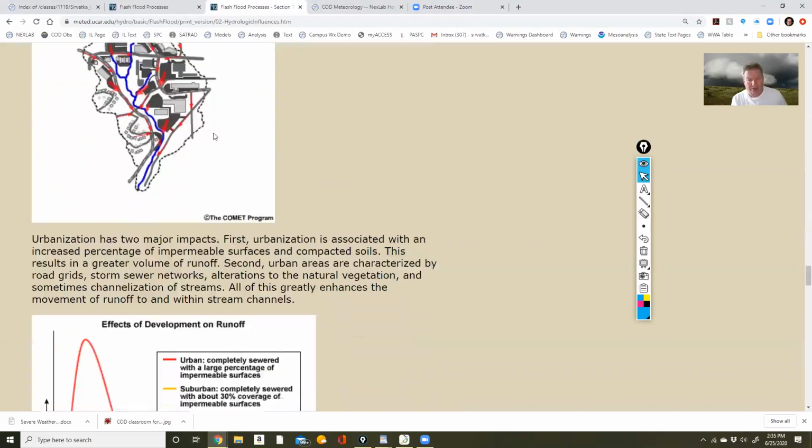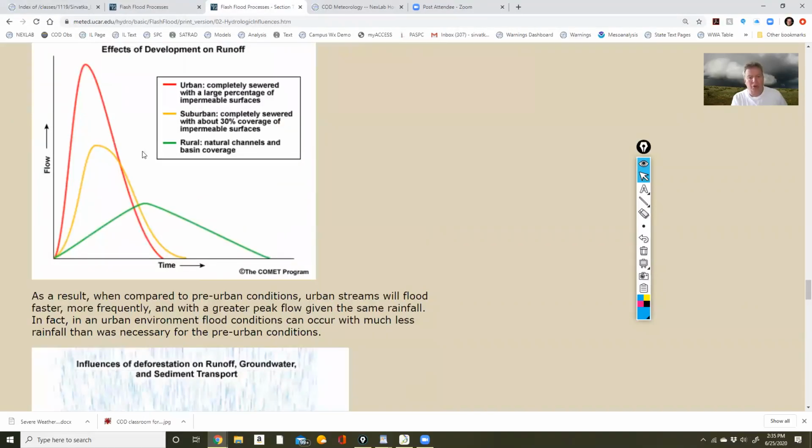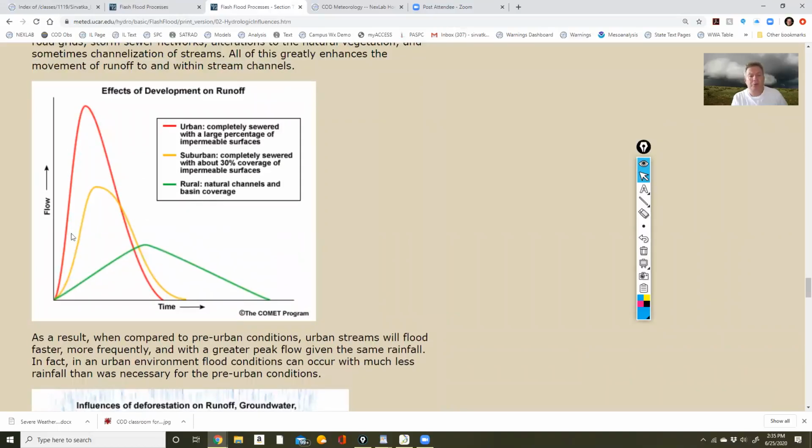So that will cause flooding a lot more. So this graph becomes super important. Now there's two things on this graph that I want you to know. The first one is flow, how quickly, how much flow, how much runoff. Over here it's time. So I want you to look at green, which is rural, and red, which is urban. So urban sort of in the middle.